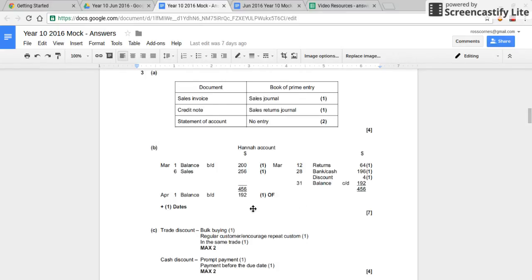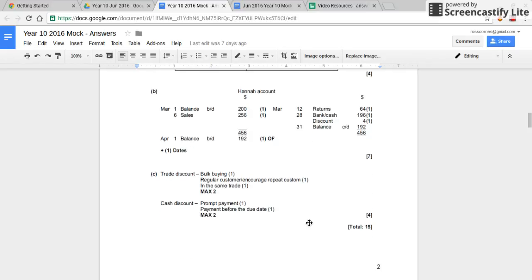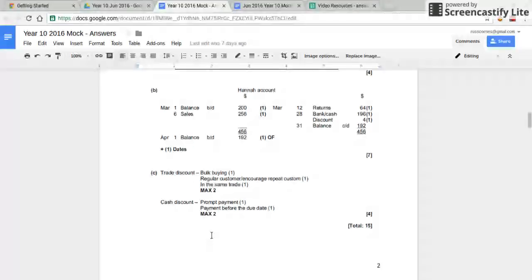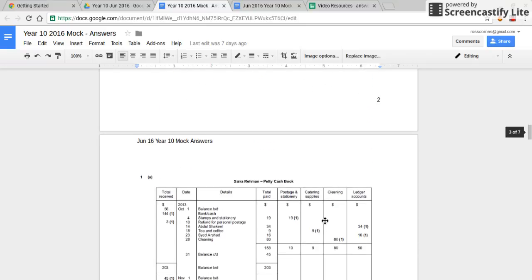Don't forget to do the opening and closing balances. You'd have lost a mark if you didn't do the closing balance. If you got it wrong, you still got a mark there. So don't forget to get these easy marks in an exam. And you can have a quick look there at the trade discount and cash discount, what you needed for all 4 marks. Bulk buying, regular customers, prompt payment, and you've got to state the term before the due date to get the full marks for the cash discount.